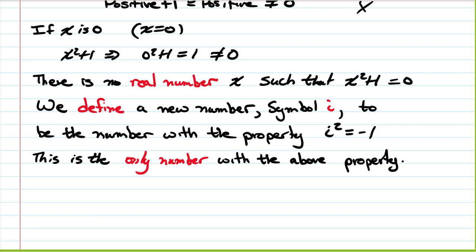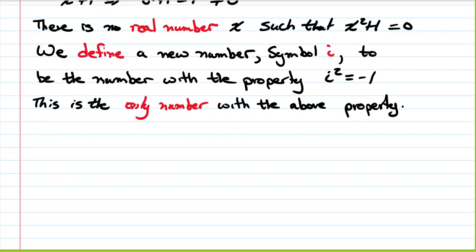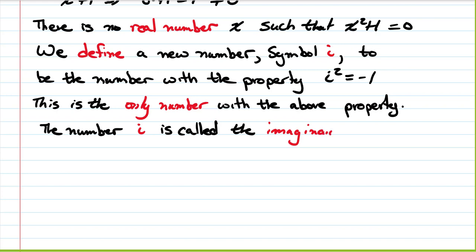So the number i is called the imaginary unit. And that's really a misnomer, and we'll talk about why they called it an imaginary number a little bit later on today. But i is called the imaginary unit.